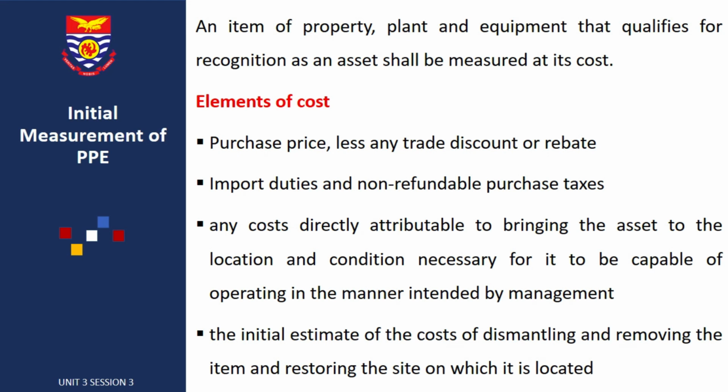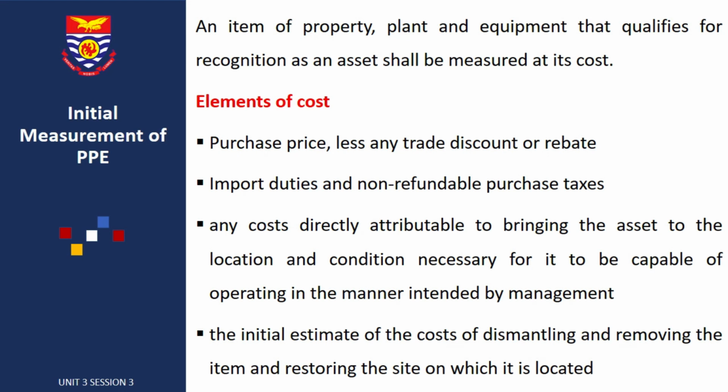PPE. An item of property, plant, and equipment that qualifies for recognition as an asset shall be measured at its cost. So it shall be measured at its cost. And these are the elements of cost. When we are talking about cost, it's made up of the purchase price less any trade discount or rebate. The purchase price less any trade discount or rebate.